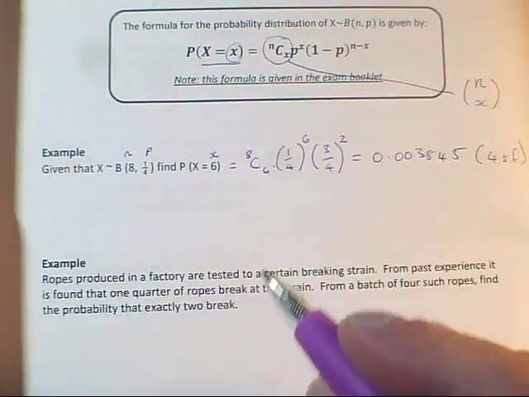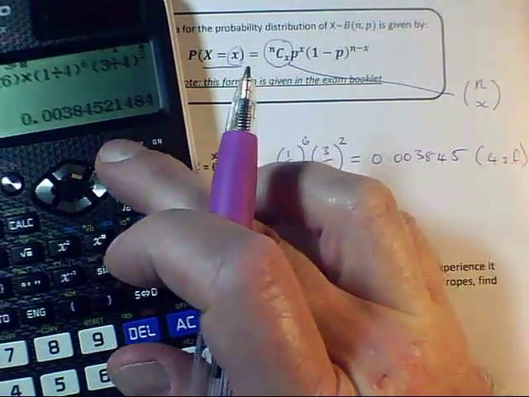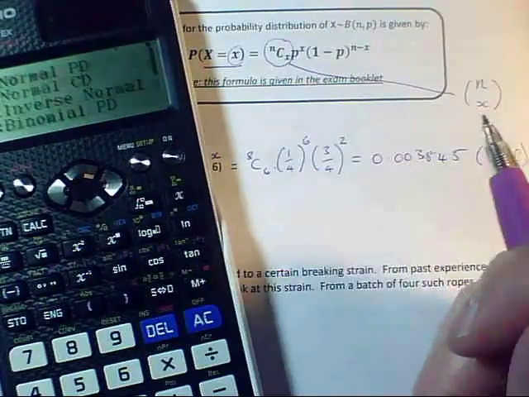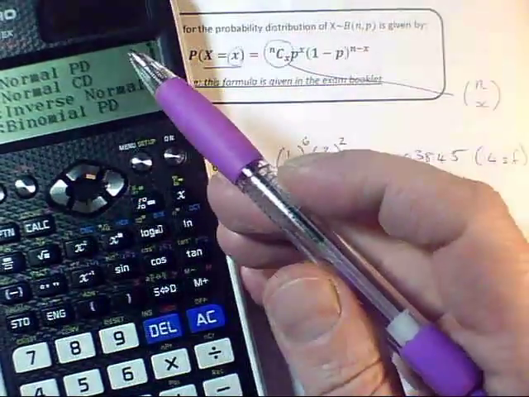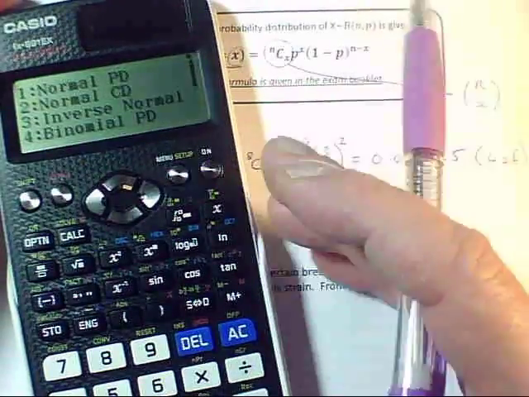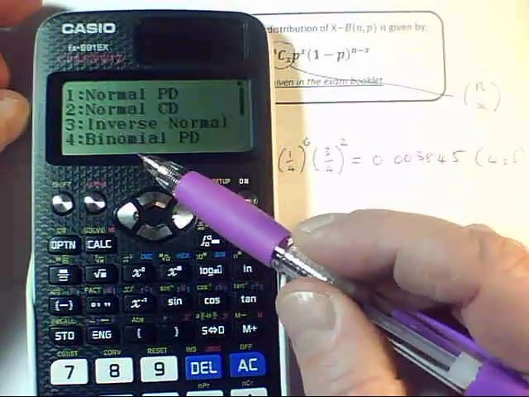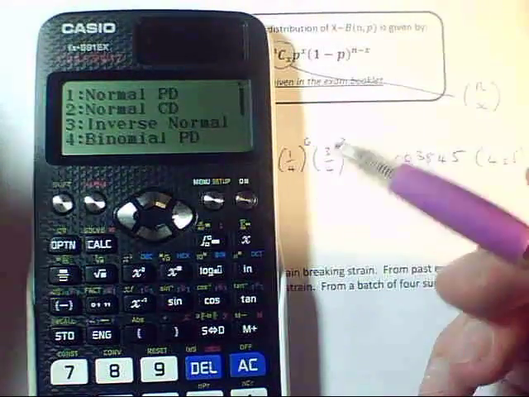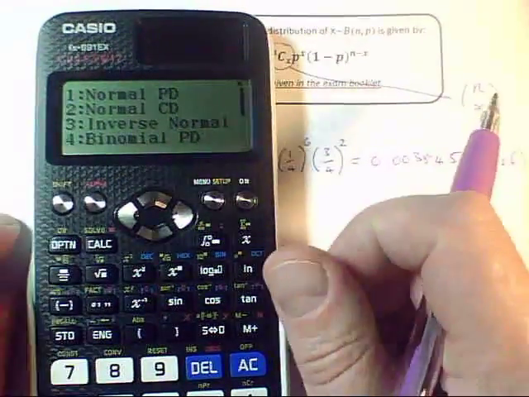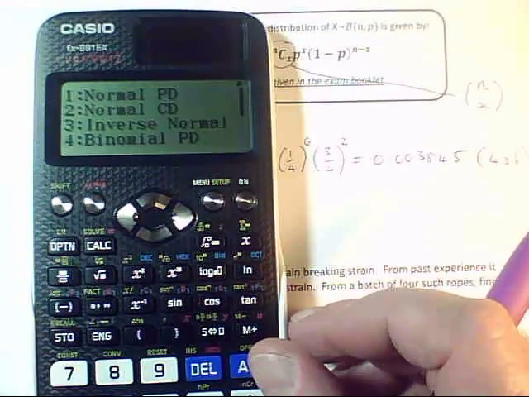Right, okay, let's do this one the other way. So I've got to go into menu 7 for distributions. Now, the first way of doing it is by using binomial PD, but we can always sidestep binomial PD. The reason why you might want to avoid ever using it is that binomial CD, which is the one that you're going to be using a lot, looks almost identical while you're using it. But binomial PD is quite nice.